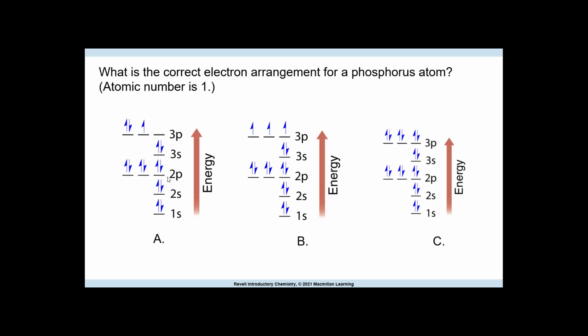Okay, so what is the correct electron arrangement for phosphorus? Oh, I messed this up. It cut me off. Atomic number is not 1. I repeat, atomic number is not 1. It's 15, if I am right. Some of you guys need to look this up on the periodic table. Let's just say I meant to do this to test if you were paying attention. Not really. I meant to put 15. Somehow my 5 on my keyboard didn't work.